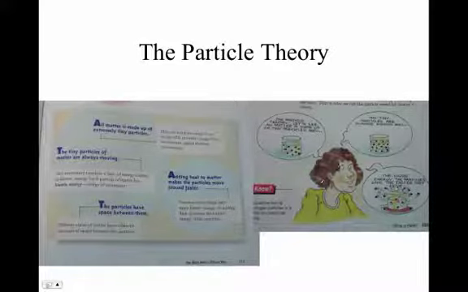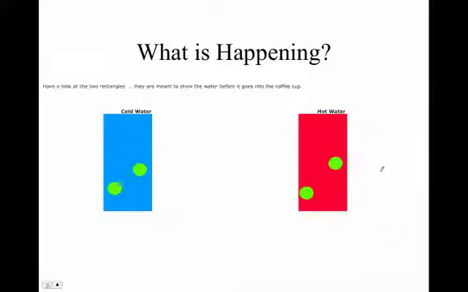So this little cartoon is showing you that the particle theory lets us know that all substances are made of tiny particles, and they're always moving, and the more energy they have, the faster they'll move. So here's a good animation to show you the difference between what particles of water would look like in cold water versus hot water, and you should see a difference in how fast they move.